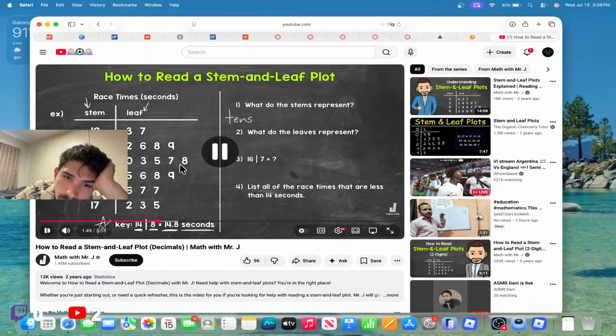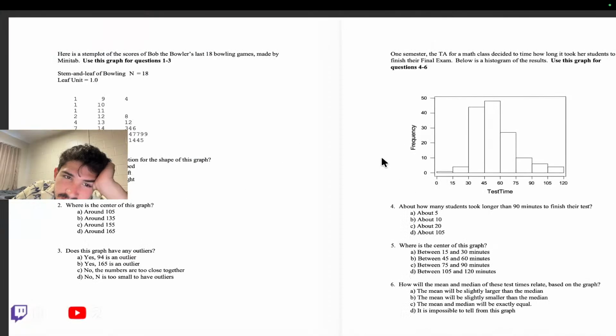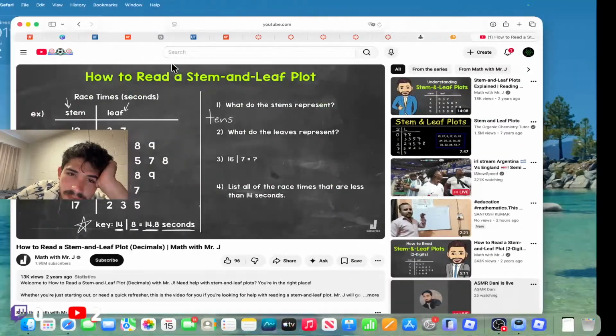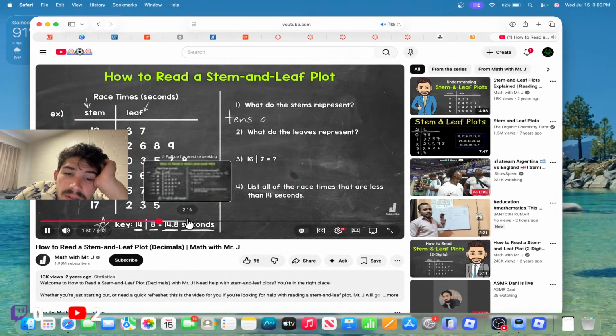Place the tens digit. No, I don't even have that. It doesn't give me that. It gives me leaf unit. Don't know what that means.